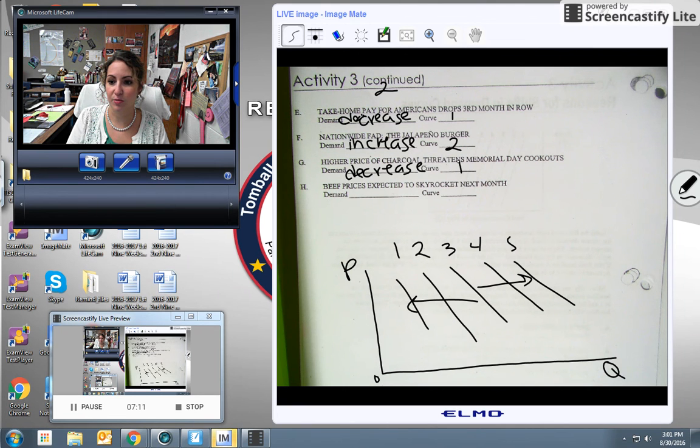And letter H, beef prices are expected to skyrocket next month, which means you'll probably stock up now. You can always throw that beef in the freezer and then defrost it later when it's too expensive to purchase. And so if you expect it to skyrocket next month, your demand will increase now, and you'll go to curve 2.